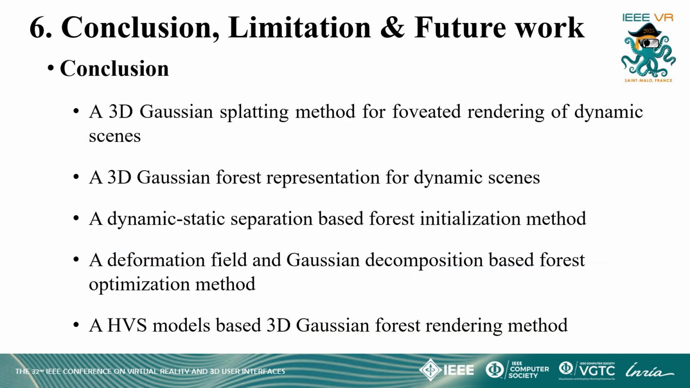In conclusion, we propose a 3D Gaussian splatting method for foveated rendering of dynamic scenes. We introduce a 3D Gaussian forest representation for dynamic scenes. We propose a dynamic static separation-based forest initialization method to construct the 3D Gaussian forest. We introduce a deformation field and Gaussian decomposition-based forest optimization method to optimize the 3D Gaussian forest and deformation field. We propose an HVS models-based 3D Gaussian forest rendering method for efficient foveated rendering.